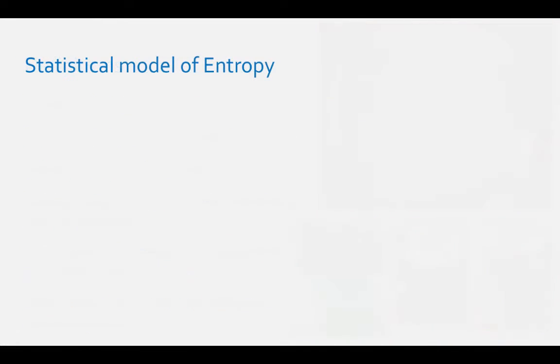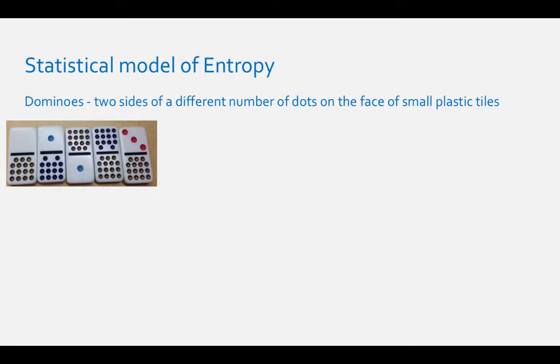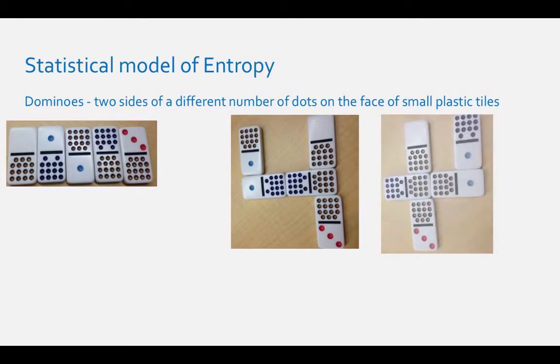Entropy is sometimes defined using a statistical model of energy dispersion. To illustrate how it works, have you ever played with dominoes? Dominoes have two sides with a number of dots on one face of small plastic tiles. If you were playing with dominoes and I told you to put down these 5 dominoes, you could do it like you were playing the game of dominoes and do it one of these 2 ways. Or you could do it a lot of other different ways as well.